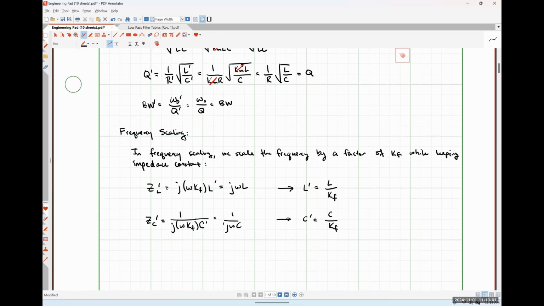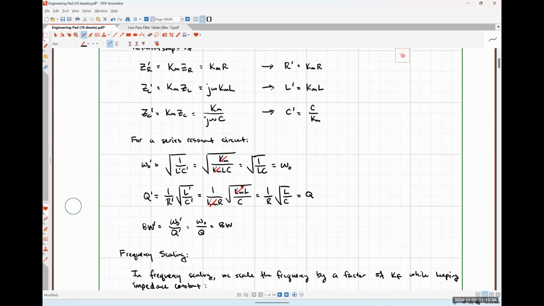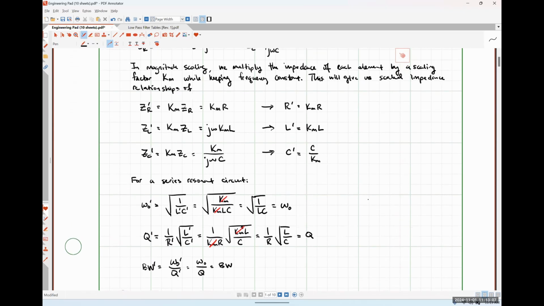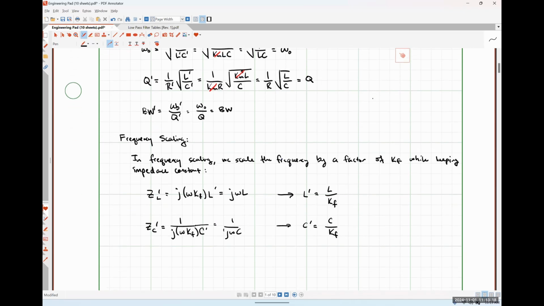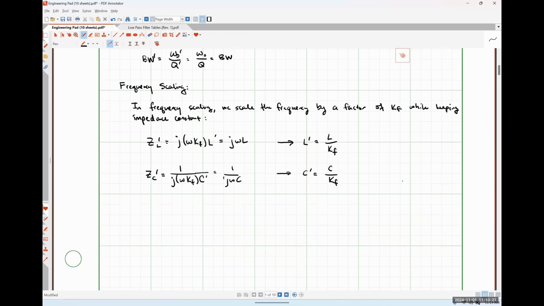So I want you to notice something here really quickly. When we look at our magnitude scaling for inductance and capacitance, the inductance is multiplied by K_m and the capacitance is divided by K_m. When we look at our frequency scaling, in both cases we're dividing by K_F, okay? So just as a quick question, why wouldn't we have a relationship for frequency scaling for resistors? Because they are independent of frequency, right? So we shouldn't have to worry about scaling resistors in the frequency domain.